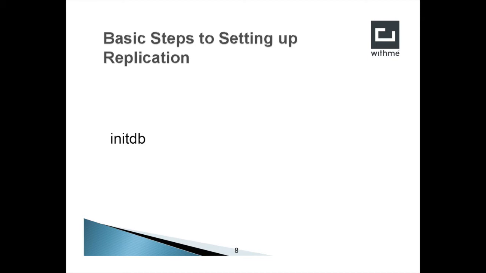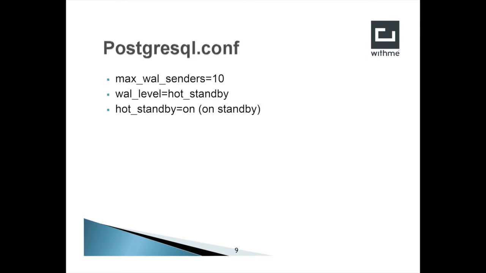Basic steps to set up replication. Let me be a little faster. When you ask somebody to set up a replication, you run initdb on the database server, and then start the primary database server. Then in the postgresql.conf file, you set max_wal_senders, and wal_level to hot_standby, as we spoke about. And hot_standby equal to on, I keep it by default.